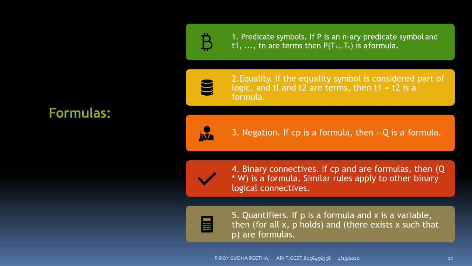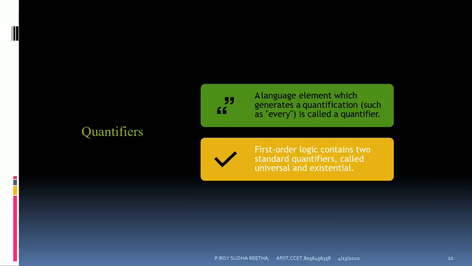And binary connectives form a formula. Here a similar rule applies to other binary logical connectives. The if-then rule is used for binary connectives. Similarly for quantifiers, there are two types of quantifiers being used. First one is existential quantifiers and the other is universal quantifiers. Existential and universal are the two types of quantifiers, and a language element which generates a quantification is called a quantifier.